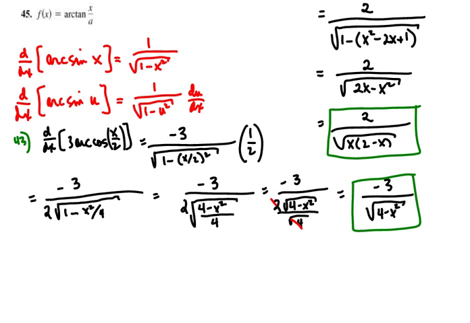Alright, then we'll go on to look at number 45, where we want the derivative of arctangent of x over a. And if you recall, the derivative of arctangent of x is 1 over 1 plus x squared. And when it's a function of x, it would be 1 over 1 plus u squared, whatever that function of x is, times the derivative of whatever that function of x is. Alright, so let's look at number 45.